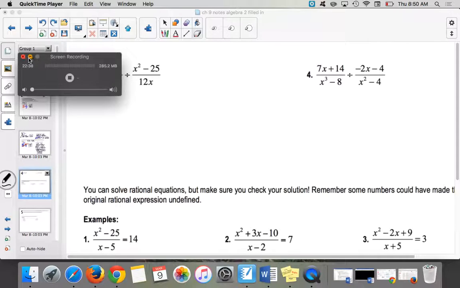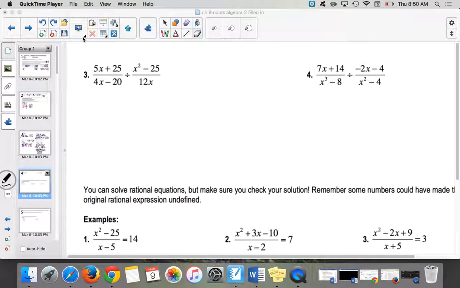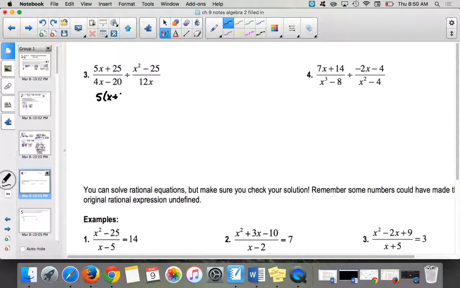We'll see. All right, so the first one, we're going to pull out the 5 first. So you guys should have 5 times x plus 5, and on the bottom, you should have 4 times x minus 5. Let's see, negative 4 times x plus 5 would be negative 4x minus 20. So we didn't actually have negative 4x, did we? So I think you can't do that.